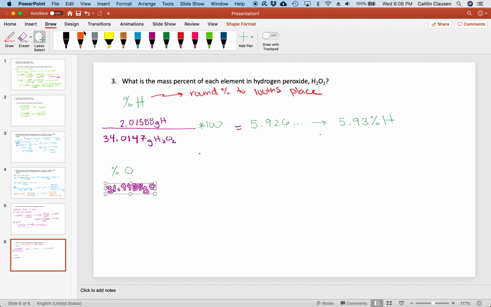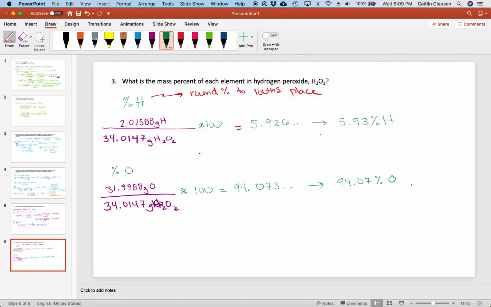For percent O, I am going to take this, and I am going to divide it by the total mass. How much of the molecule is made up of oxygen by mass? Multiply that by 100 again. And I get 94.073 other things, but I'm rounding to the hundredths, 94.07% oxygen. This is step 3.